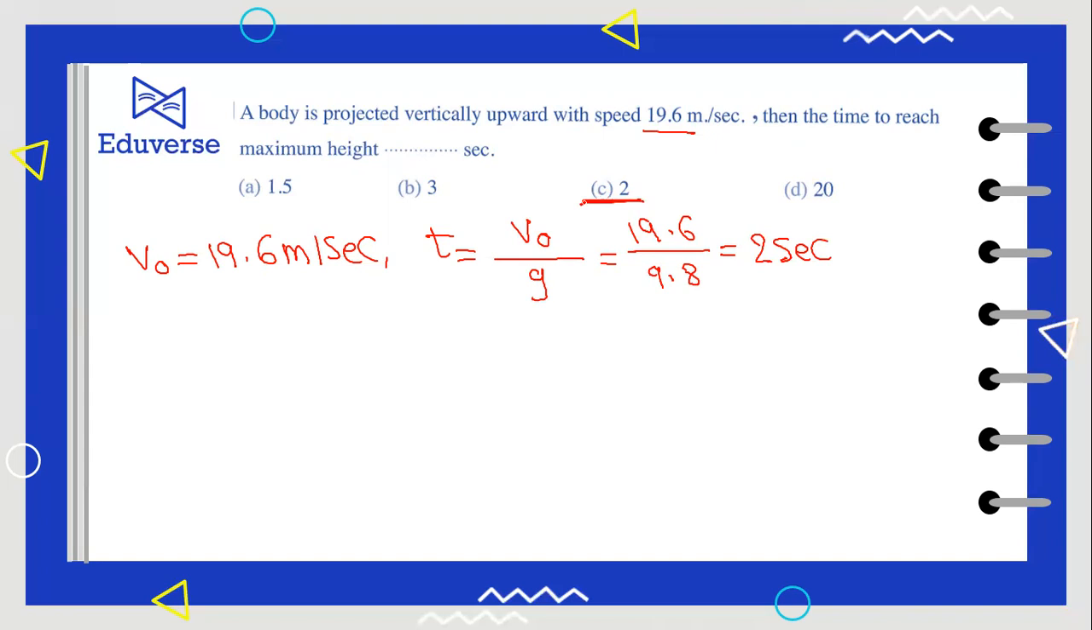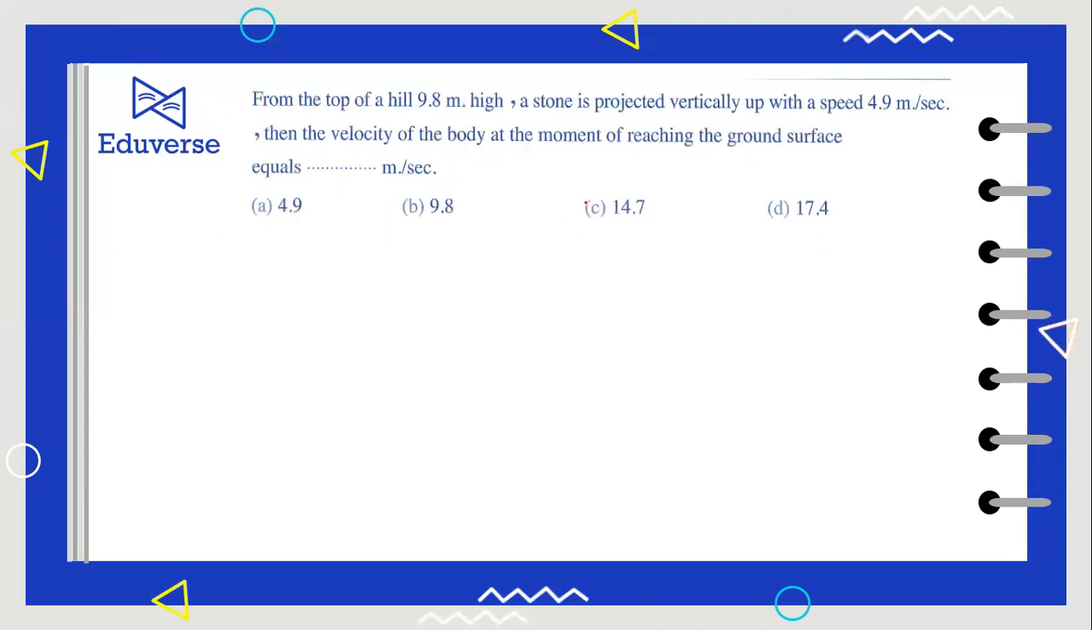Next one. From the top of a hill, 9.8 meters high, a stone is projected vertically upward with a speed 4.9 meters per second. Then the velocity of the body at the moment of reaching the ground surface equals what? Here the gravity is 9.8, and I have a distance 9.8 meters. Here gravity is in meters per second squared. Okay, the unit.